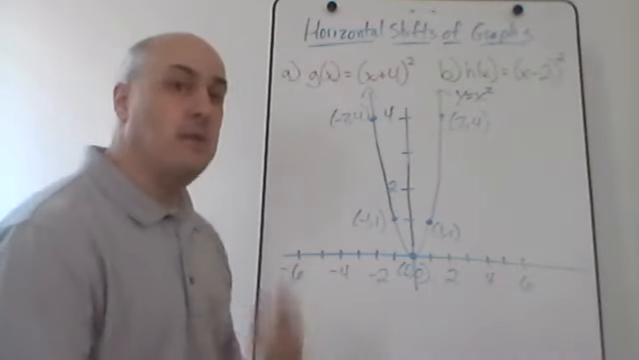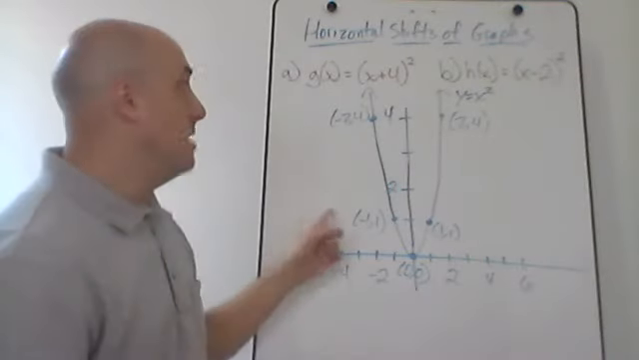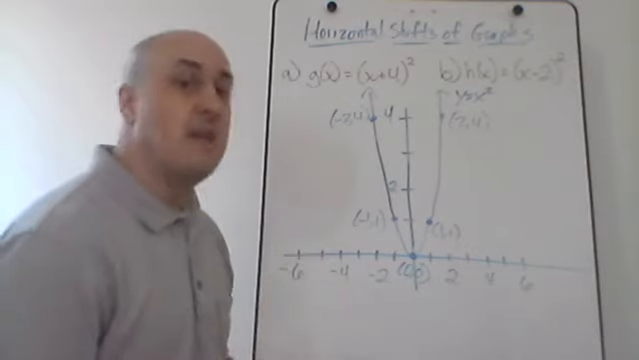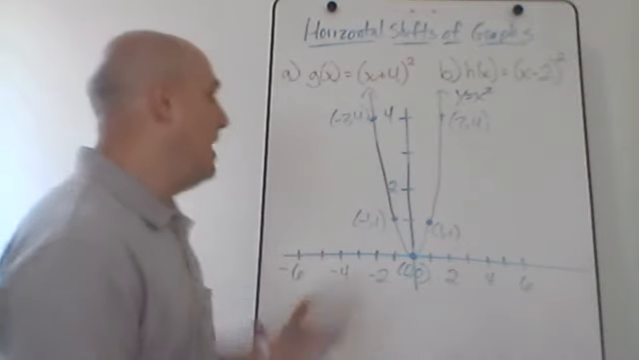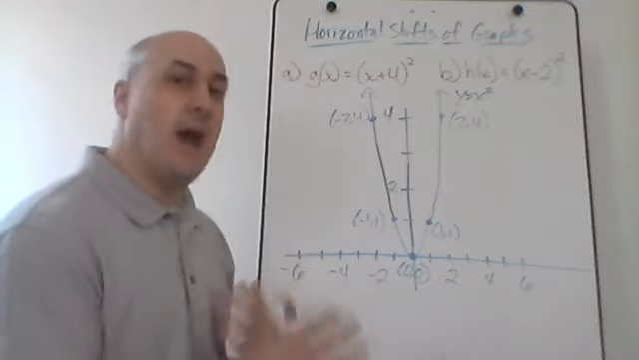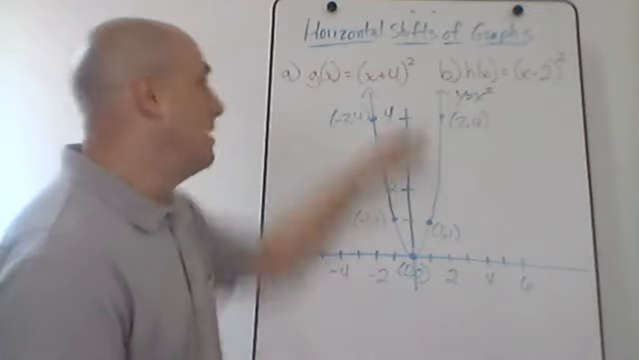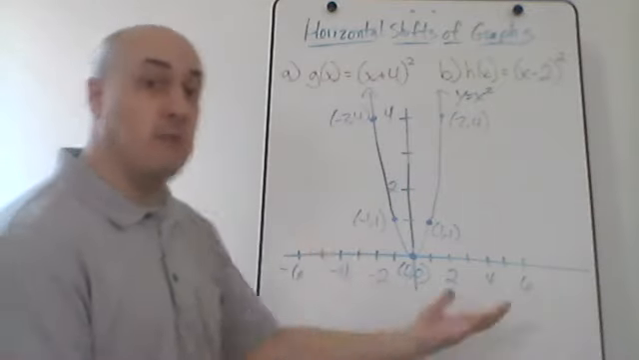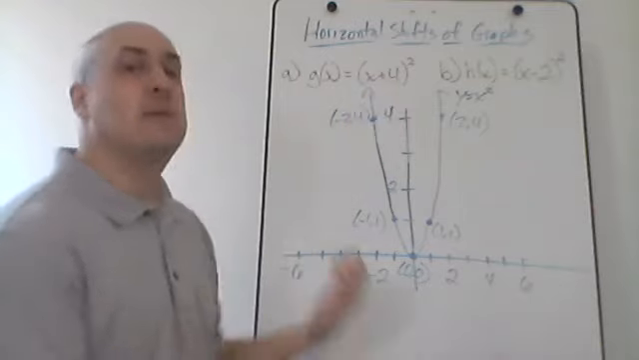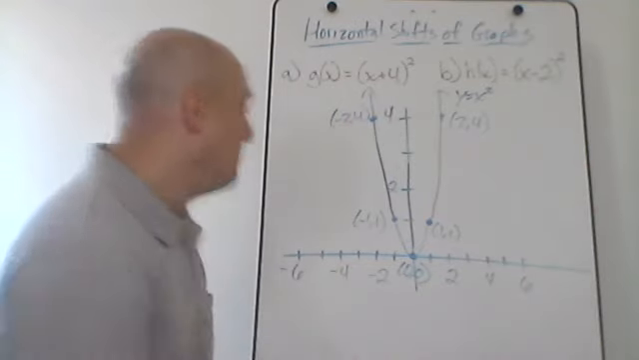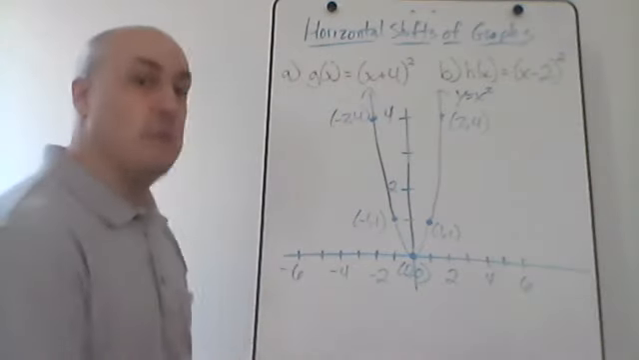And if you look at my other videos that I do on the other rules for the transformations of graphs, anything that happens inside the parent function actually has the opposite effect of what you would think. So here we would think plus 4 means move to the right 4 units. Plus 4 actually means to the left 4 units. All right, and after I draw this graph, I'll try to explain why that is.